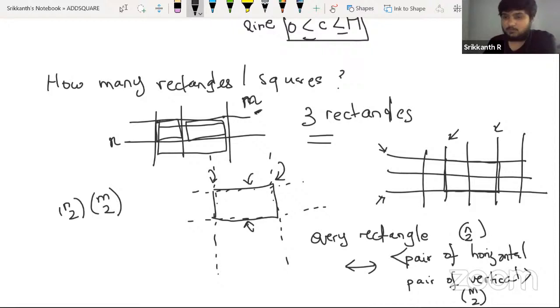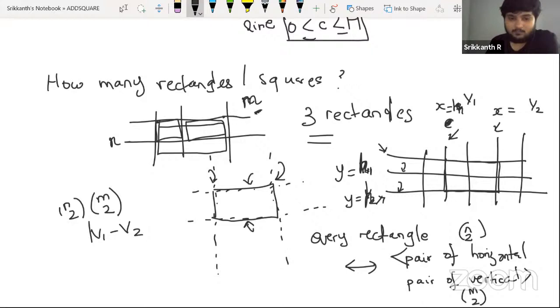so if you chose, let me denote y equal to v1 and y equal to v2 by these lines. And then let's say x equal to h1, and, or rather, it would be better to have H1, H2 here, and V1, V2 here. So if the chosen lines were X equal V1, X equal V2, and Y equal H1 and Y equal H2, then the sides of the rectangle are V1 minus V2, absolute value, I should say, and H1 minus H2. So these are the sides of the rectangle.